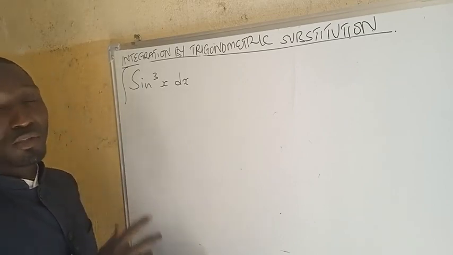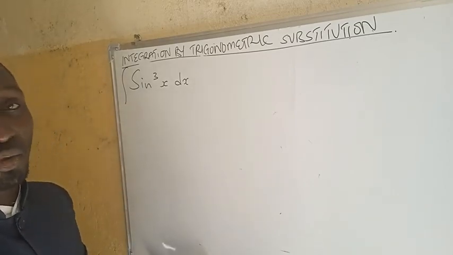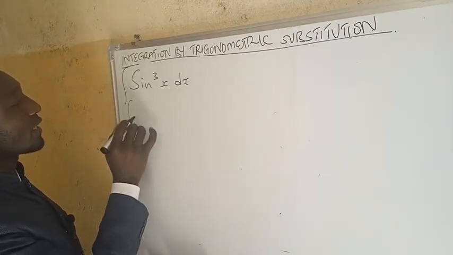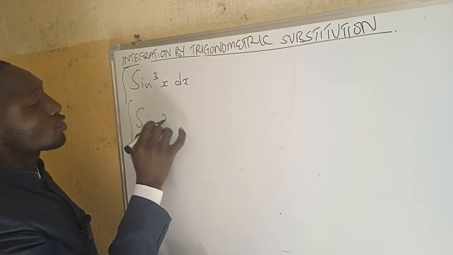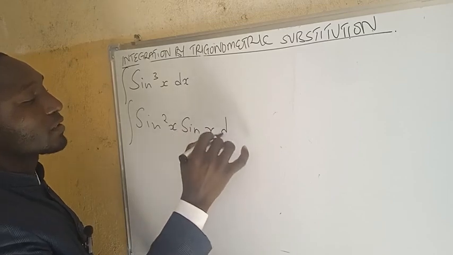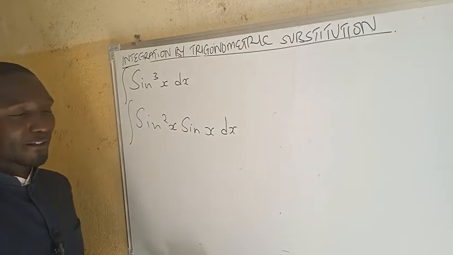So what we are going to do is split this into two. We can write this original function as sine squared of x multiplied by sine of x, of course with respect to x.